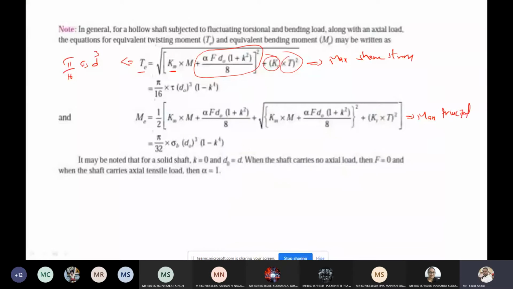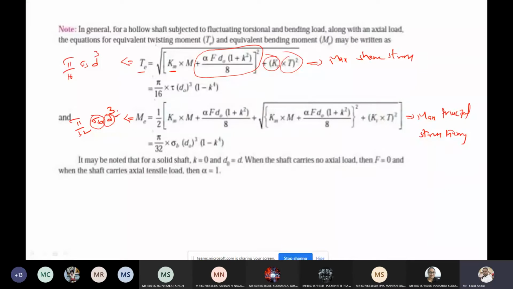Principal stress theory. Where Me means equivalent bending moment, that is pi by 32 into sigma b into d cubed. In the question there may be chances to ask to determine the size of the shaft. Otherwise, there may be chances to ask what is the stress generated inside according to the given diameter.